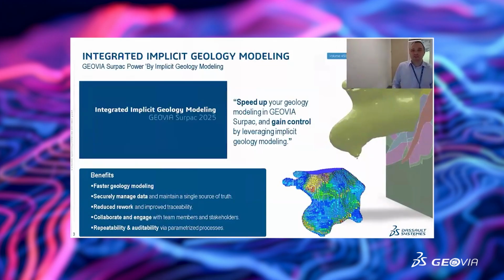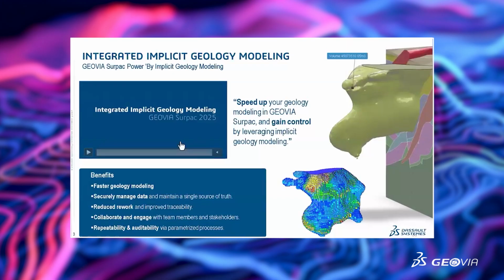With integrated implicit geology modeling, you are using Surpac to do your usual geology modeling and resource modeling exercise. But via the Powered by role, you can now access and utilize our implicit modeler on the 3D Experience platform directly from within the Surpac interface. This gives you the ability to generate geology models faster and gain additional control over geology models that are generated implicitly, and also blend explicit and implicit models together within the same workflow. So let's take a look at this solution.